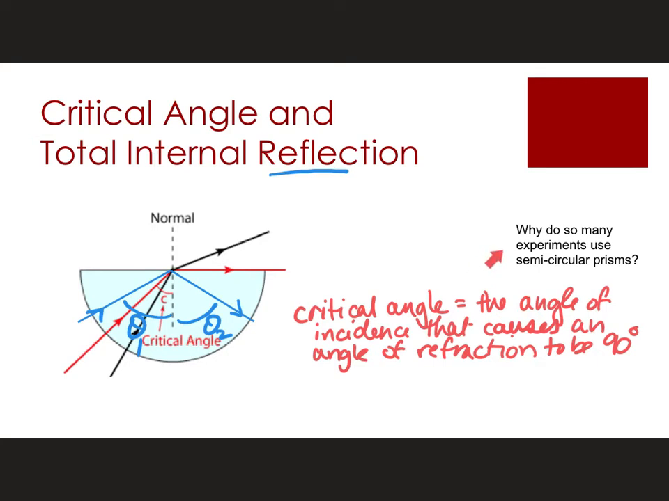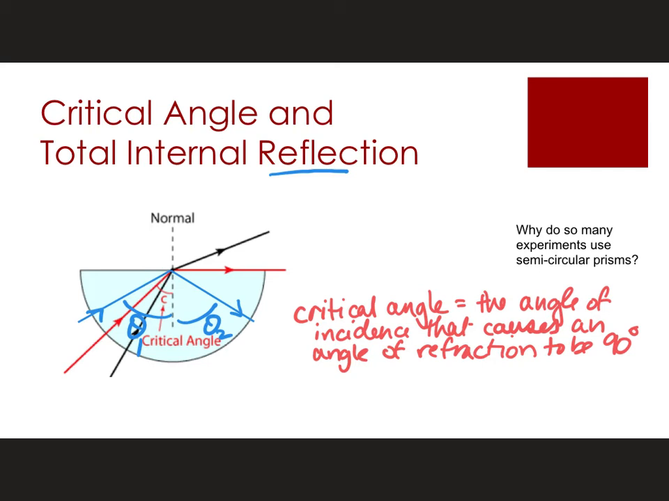So you can see here my question, why do so many experiments use this semicircle or half circle prism? And that's due to the properties of a circle. If you aim a ray directly towards the center of the circle, what that means is right here, you will always be hitting this along the normal. If that's the case, if your angle of incidence at this boundary here would be 0, there is no refraction. So we will only get refraction at this edge.